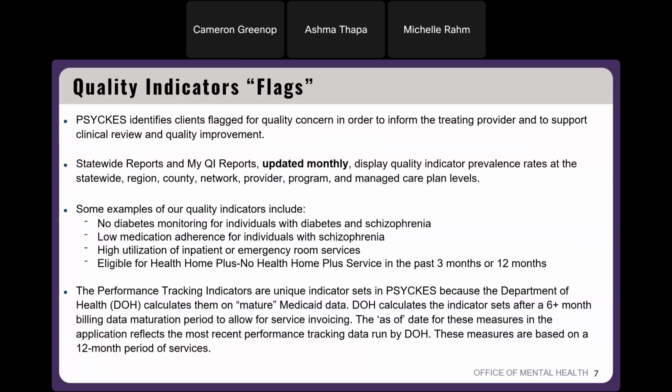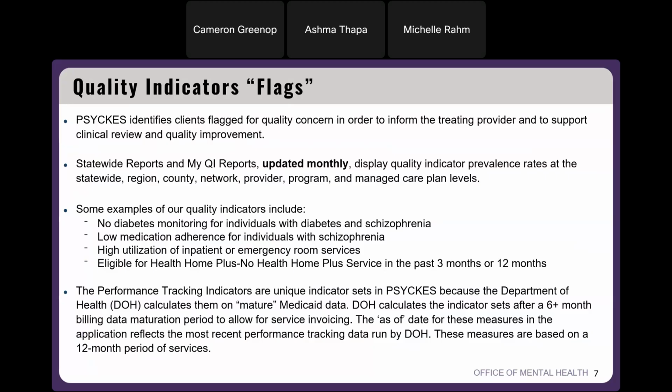So here we have some examples of our quality indicators, such as the no diabetes monitoring for individuals with diabetes and schizophrenia. Another one is low medication adherence for individuals with schizophrenia. We also have flags for high utilization of inpatient or emergency room services. And then we have our performance tracking indicators, and this comes from the New York State Department of Health. These indicator sets include many of the substance use disorder quality measures.